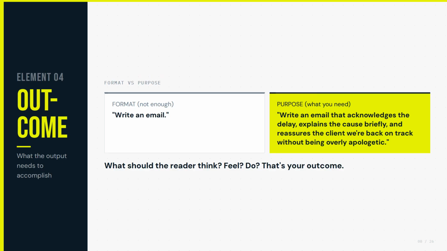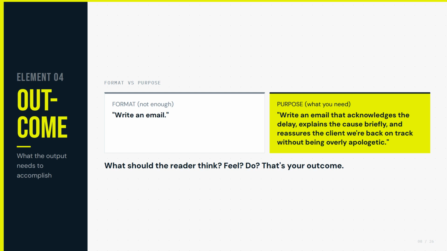Element 4, outcome. What the output needs to accomplish, not just what format it should take, what it should actually do. Write an email is a format. Write an email that acknowledges the delay, explains the cause briefly, and reassures the client that we're back on track without being overly apologetic is an outcome. Those 2 briefs will produce very different results. The outcome is where you tell Claude AI what success looks like. What should the reader think after reading this? What should they feel? What should they do? What misunderstanding should this correct? What concern should this address?